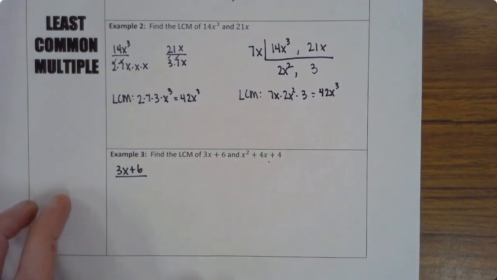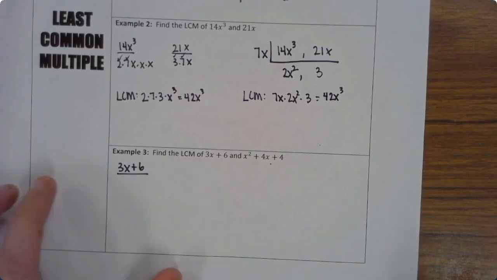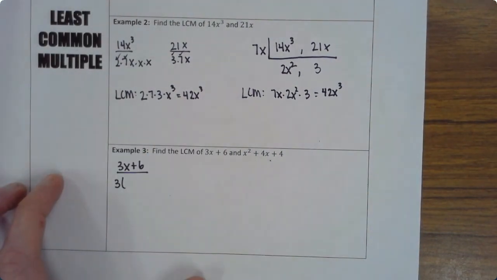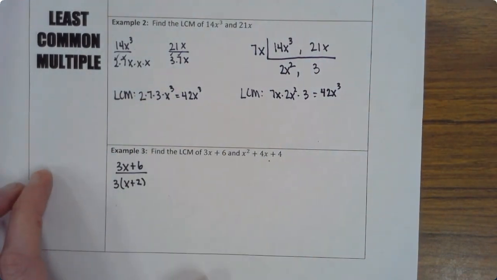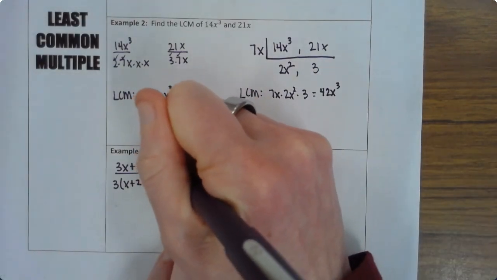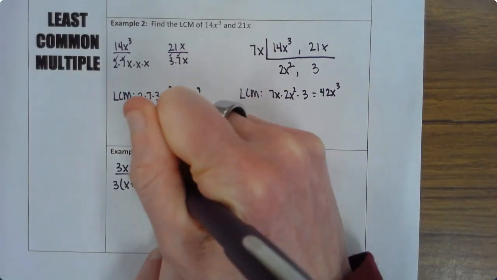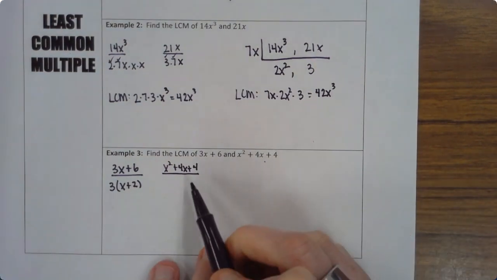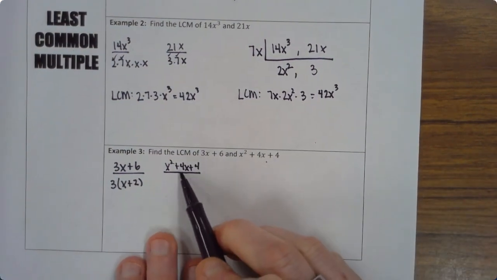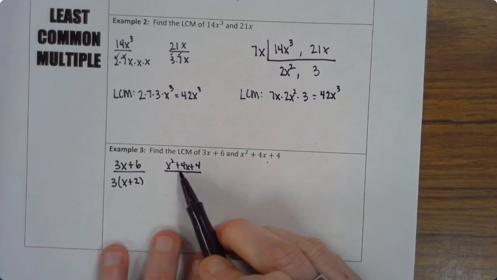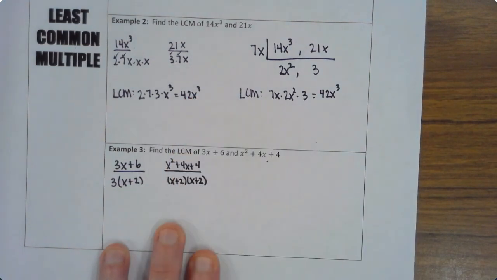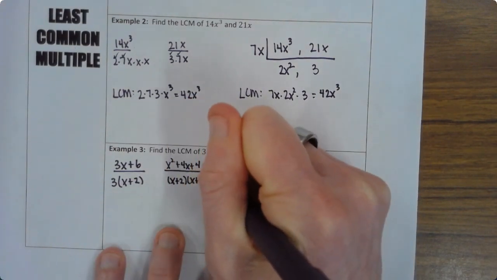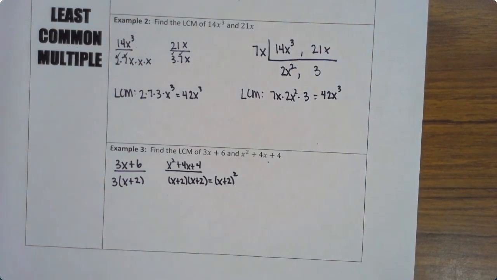So if I'm going to do the prime factorization method, I would look here and I would say, all right, well, I know I can factor out a common factor of 3, and I'll be left with x plus 2. And this is factored completely. And then for x squared plus 4x plus 4, I want numbers that would multiply to make positive 4, but combine to give me positive 4. So that would be 2 times 2. Or, since they're the same, that's x plus 2 quantity squared.